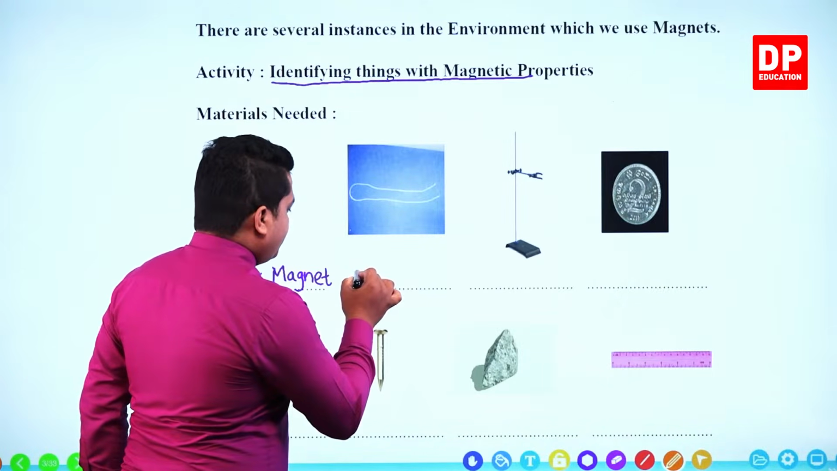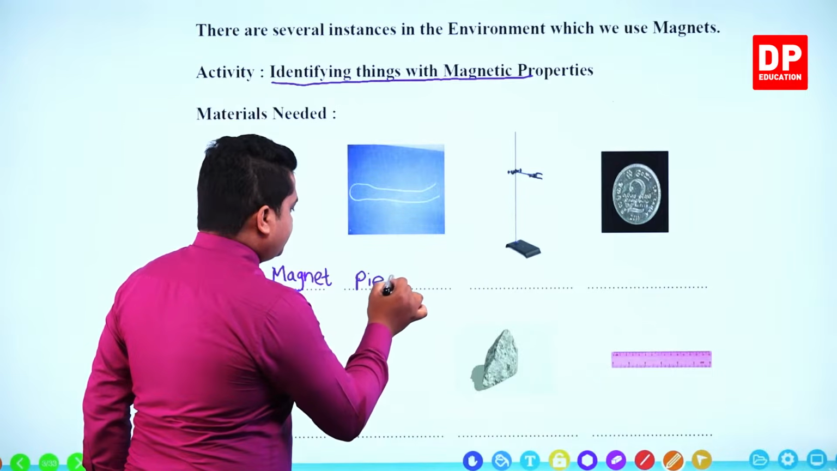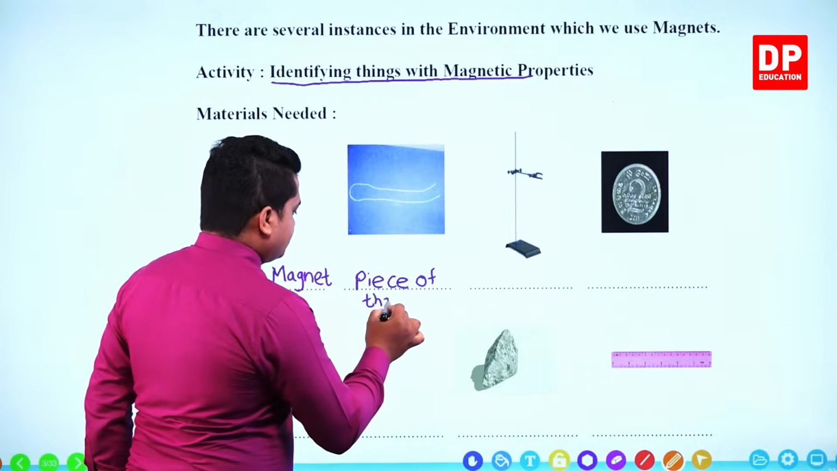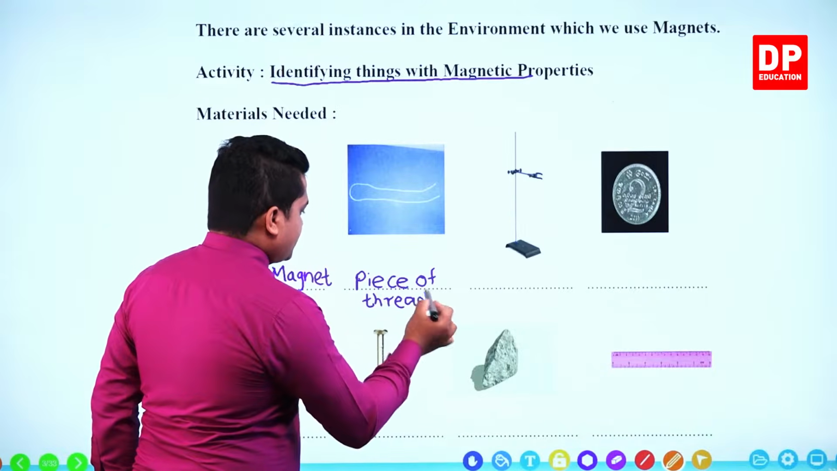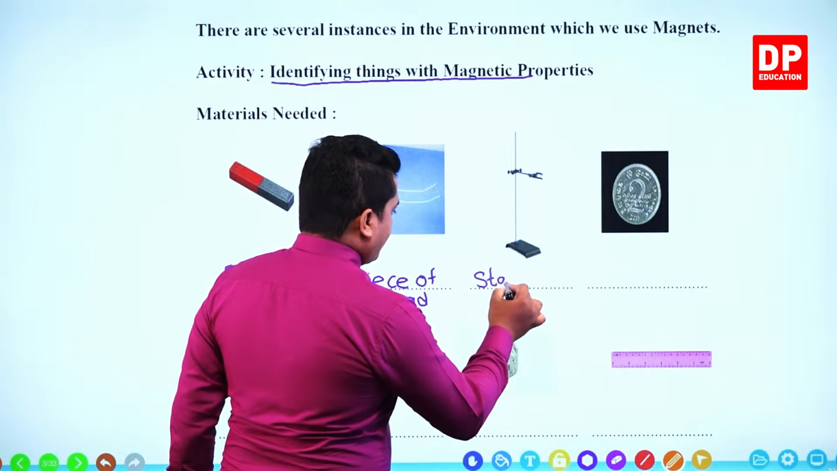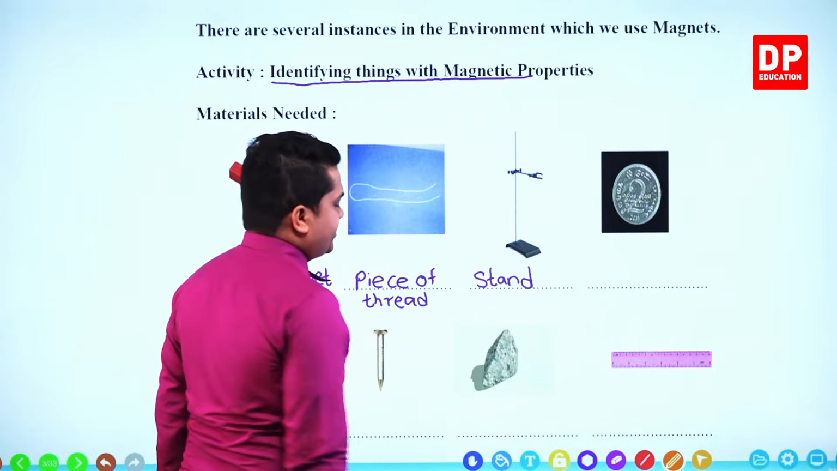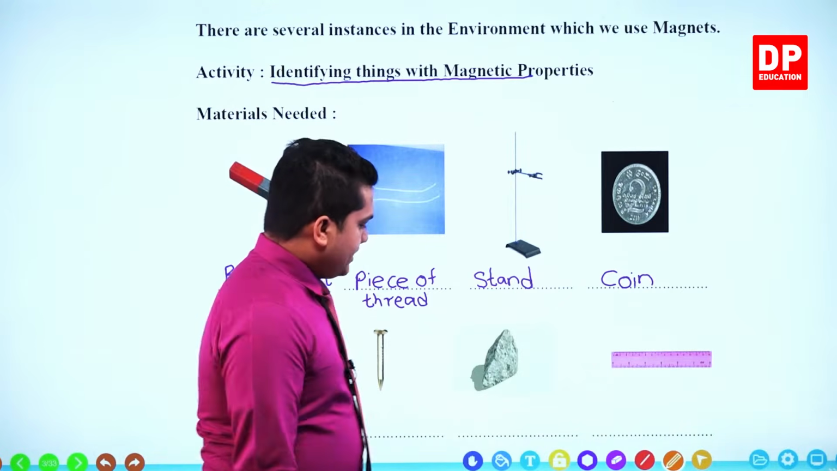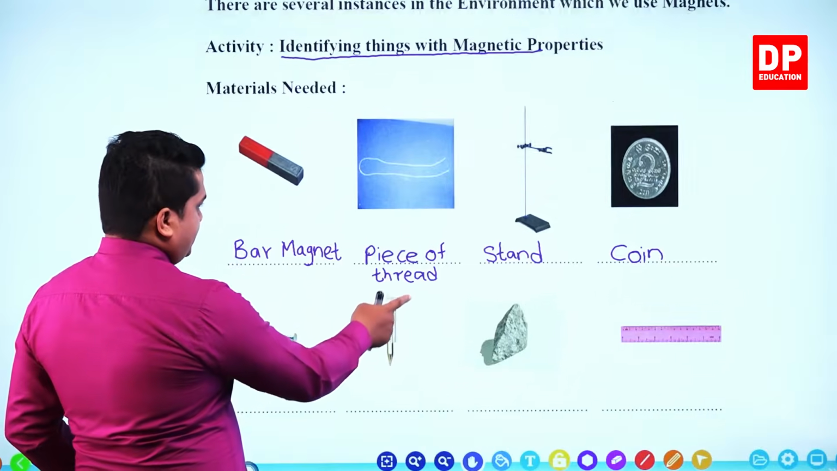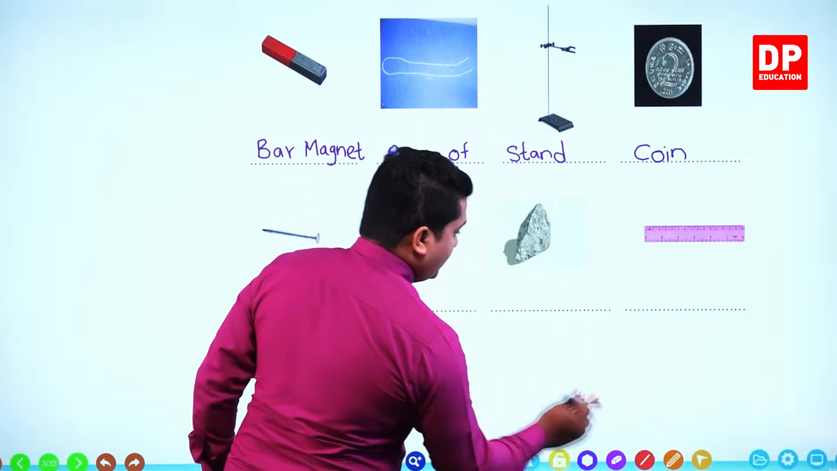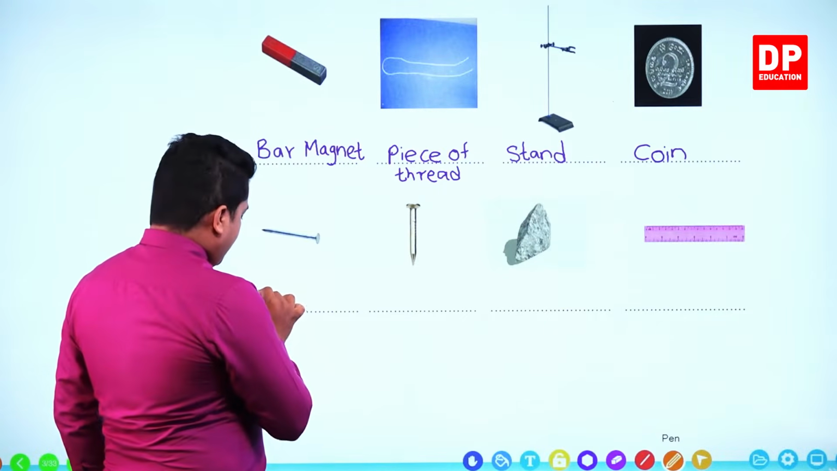then a piece of thread, then you need a stand, a coin. So coin, then I'll take the slide somewhat upward so that you can see. So this is the iron nail. We need an iron nail in the next part. Iron nail.